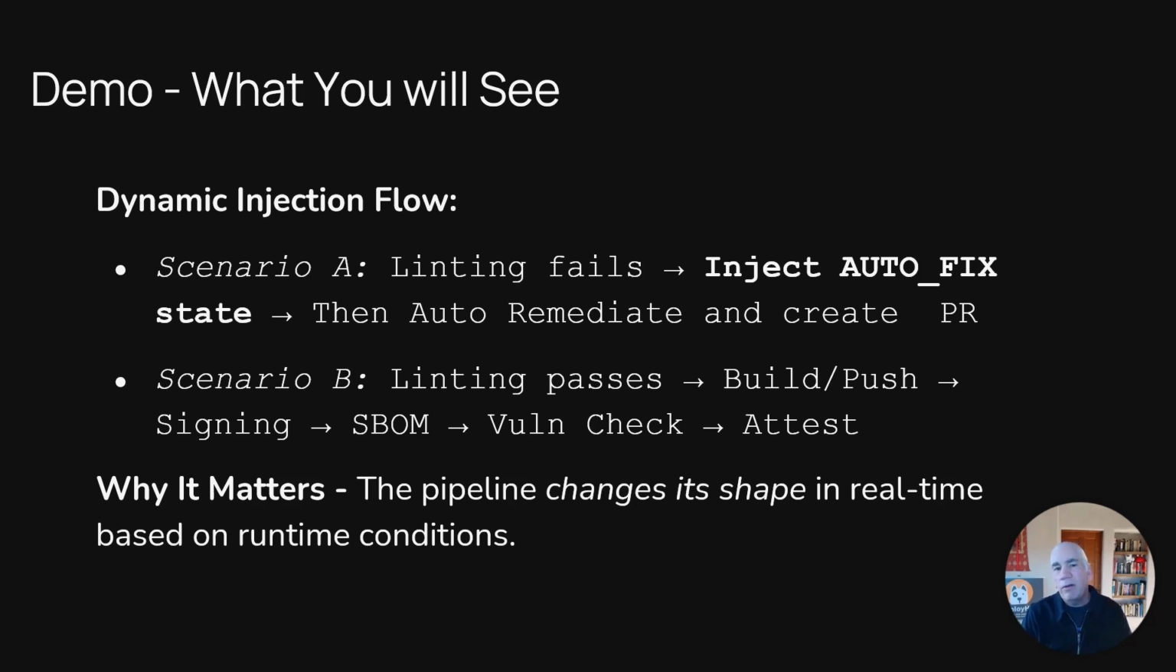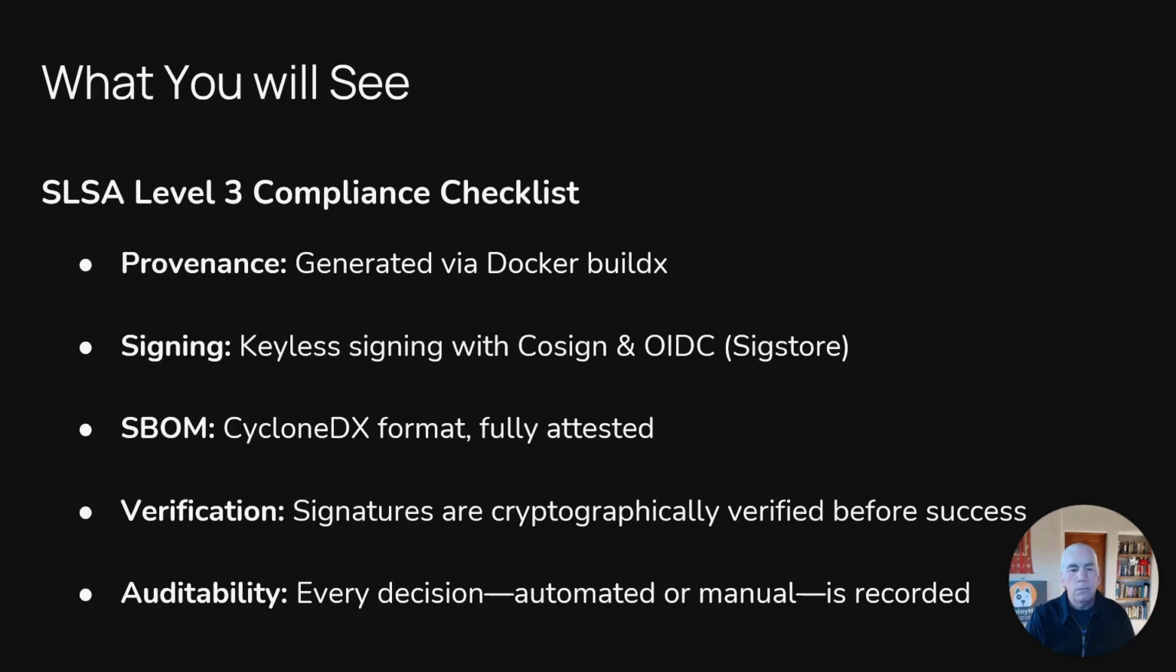Why this really matters is because we're actually changing the pipeline on the fly. We're making decisions in the pipeline, doing AI remediation, using some MCP servers to make it happen. And as a result, we get our SLSA level 3 compliance. We get provenance, our signing, our SBOMs, verification, auditability. Everything is recorded, whether it's automated tasks that are happening in the pipeline or our manual steps, such as the PR approval.